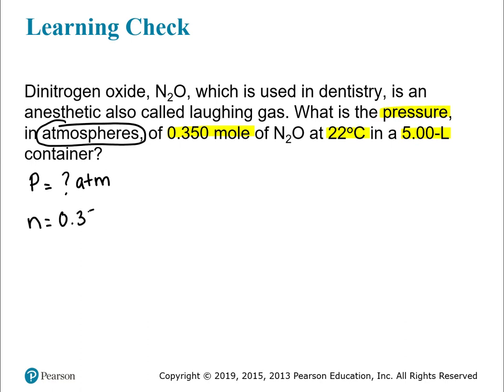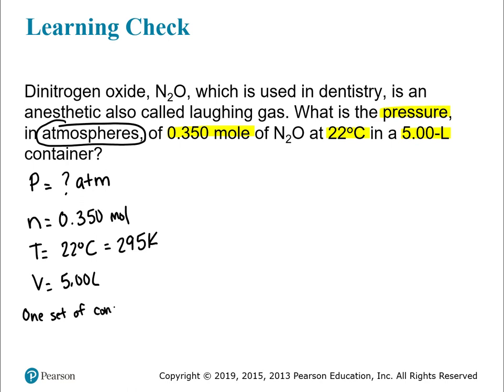N is 0.350 moles. T is 22 degrees Celsius, which we will have to convert to Kelvin. You add 273 to that, and that gives you 295 Kelvin. Our volume is 5 liters. We've only got one set of conditions and we have N, so the amount of gas is included. So that can only be one law. If we've got one set of conditions and we're talking about moles, it's got to be the ideal gas law.